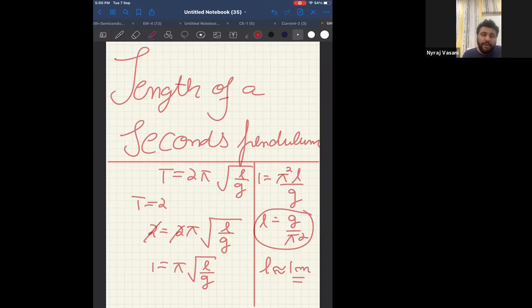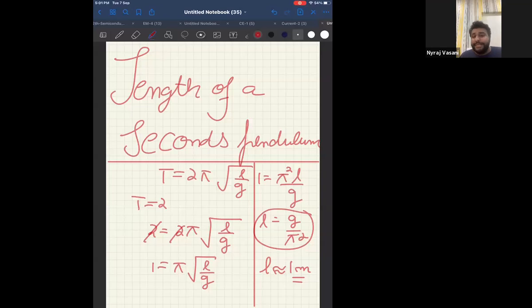Therefore, now we finish 3 topics. First topic, listen to it. What is the formula for time period of a simple pendulum? T equal to 2 pi under root L by g. Then what are the 3 properties of simple pendulum? It is directly proportional to square root of length. It is inversely proportional to square root of gravity, and it is independent of mass.